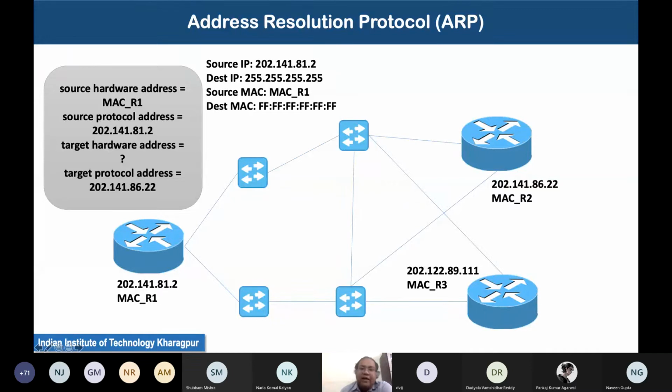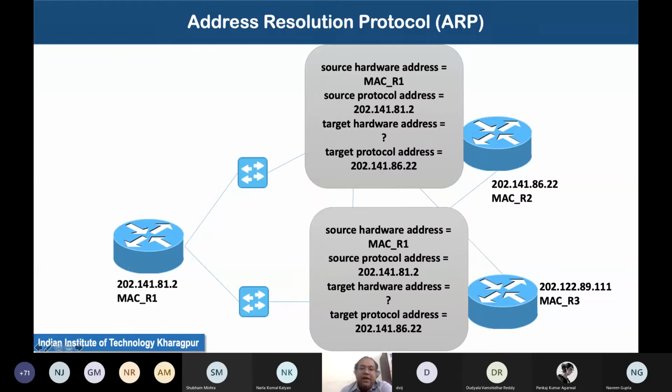Okay, and every machine will check whether they have the target protocol address. And here, this first router, the MAC of R2, sees that the target protocol address matches its address. Okay, and that way it will process this ARP request. The other router will drop the ARP request because the target protocol address does not match its own IP address.